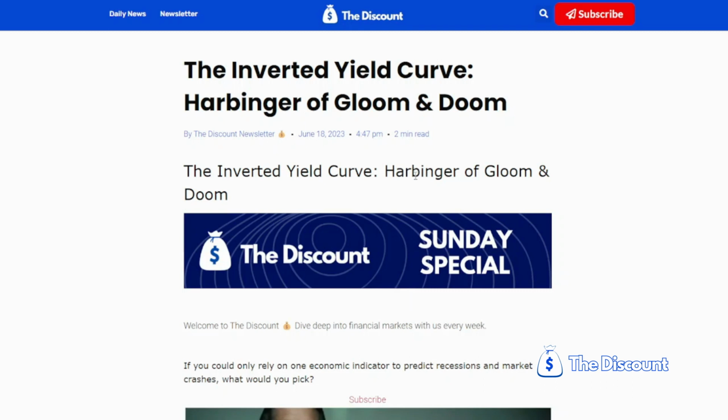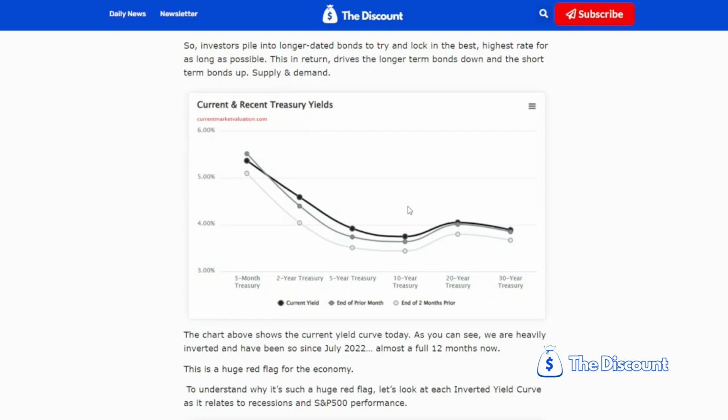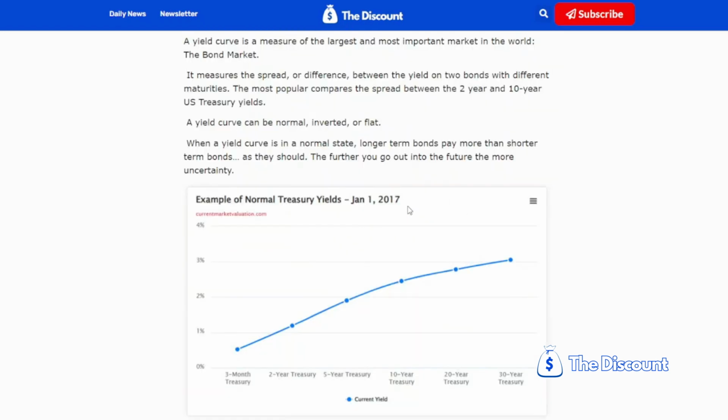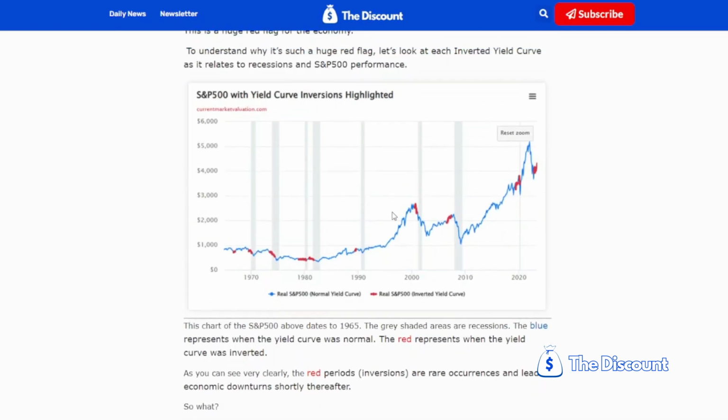We covered the inverted yield curve. Here is the current yield curve. Here's what a normal yield curve looks like. And we broke down every single market crash since 1965. As you can see, the yield curve inverts, we get a recession. The yield curve inverts, we get a recession.